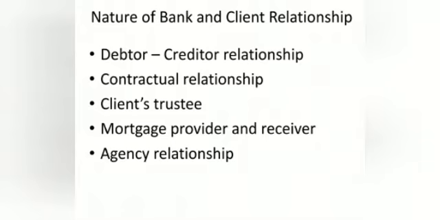Mortgage provider and receiver relationship. The bank provides loans against the client's property. This relationship is the outcome of the client's long-term relation and trust in the bank and the bank's long-term services delivered to the clients. Last one is the agency relationship. Paying dues and collecting receivables on behalf of the clients are responsibilities of the bank.